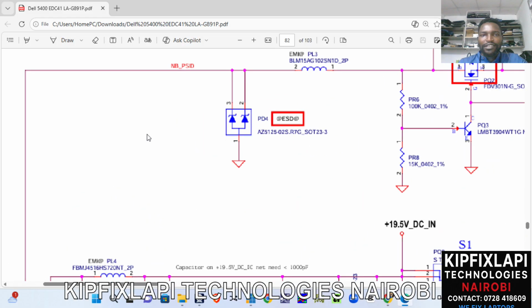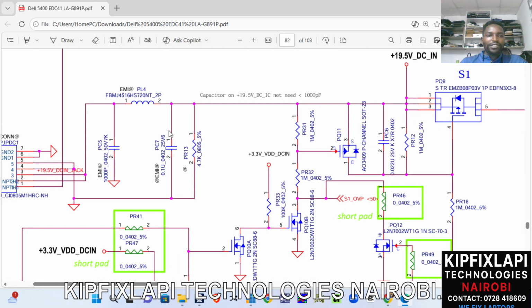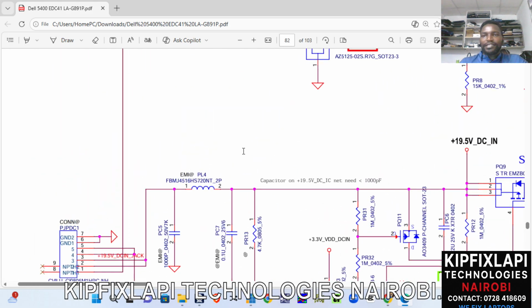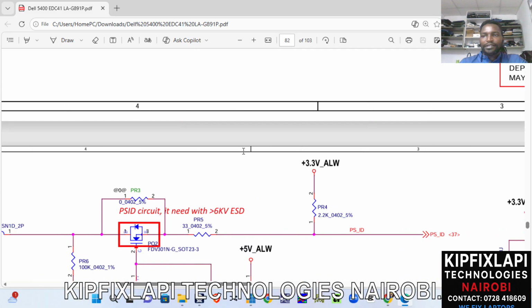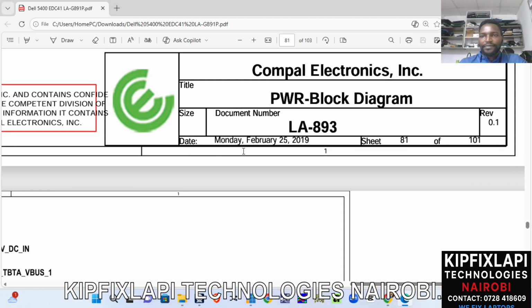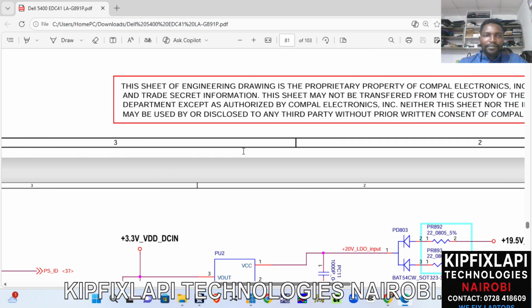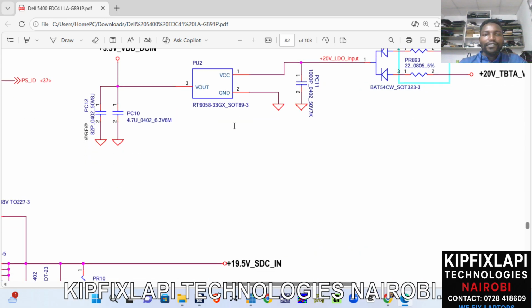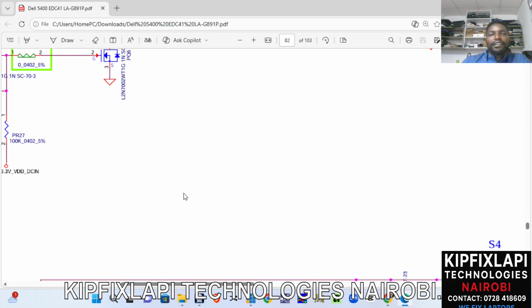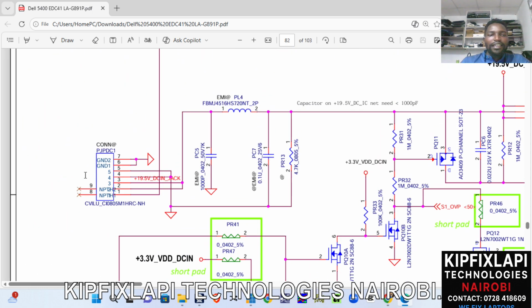Let me zoom out a little bit. This is a piece which shows what is written here at the top. Normally it is indicated somewhere. Okay, anyway, this is a diagram which shows the power input. And then here you have the power input connector. So this is the power port. You plug in your connector here.